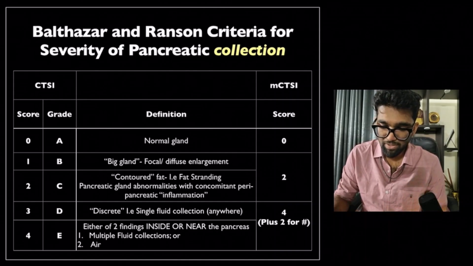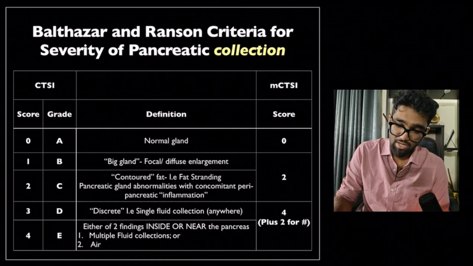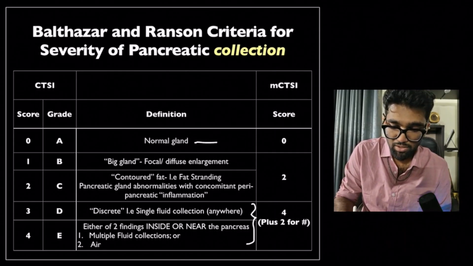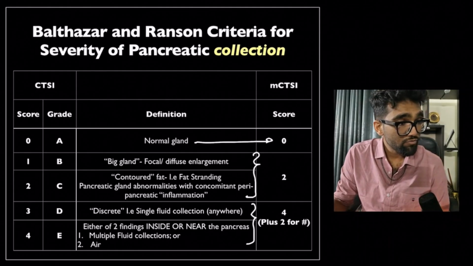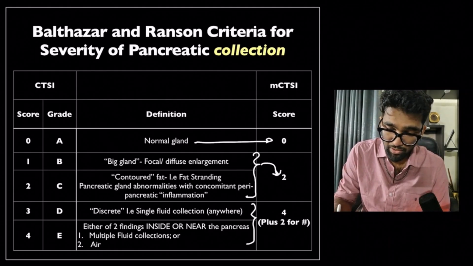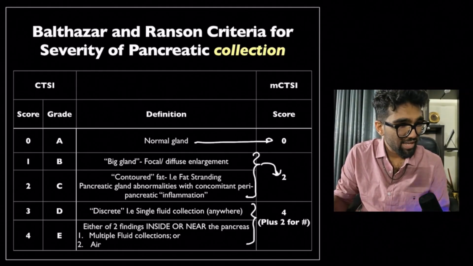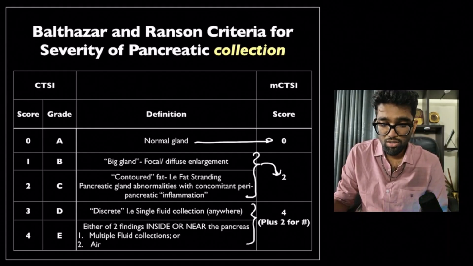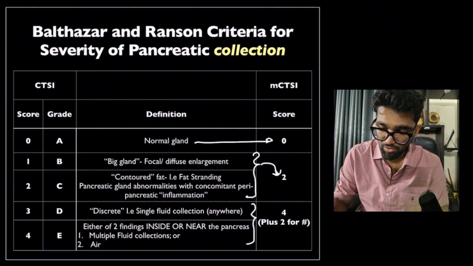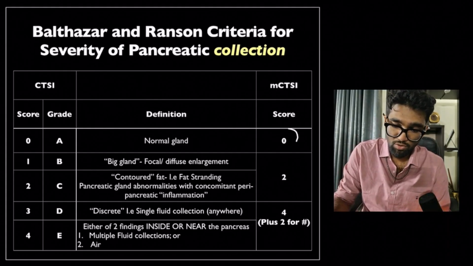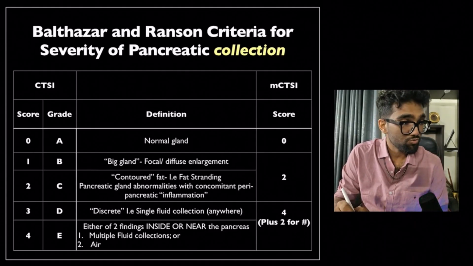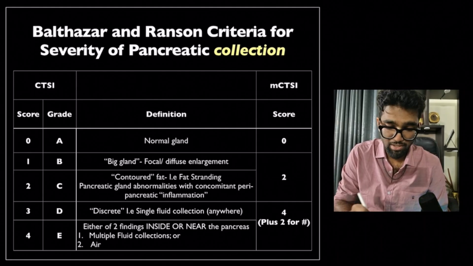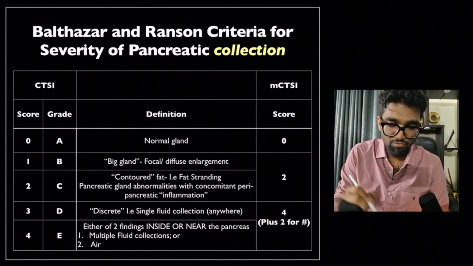Now, as you can see in the modified CT severity index, both are given a score of 4. So just to reiterate, a normal gland is given a score of 0, a big gland, that is an enlarged gland or fat stranding, is given a score of 2, and any number of fluid collections or air within the gland is given a score of 4. So it's scored from 0 to 4, whereas the original was also scored from 0 to 4, but a grade was also given, and 1 and 2 were separate, and 3 and 4 were separate.